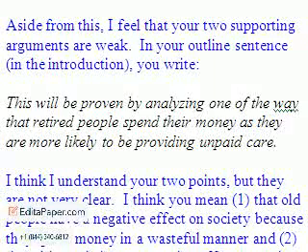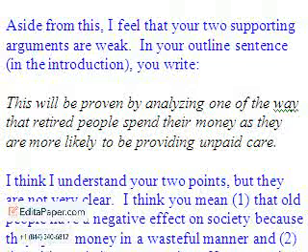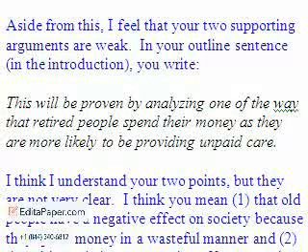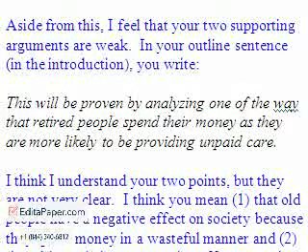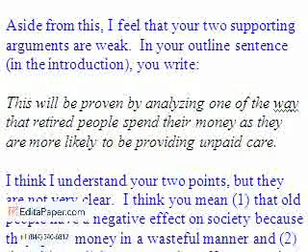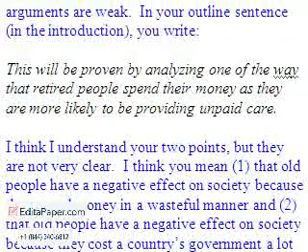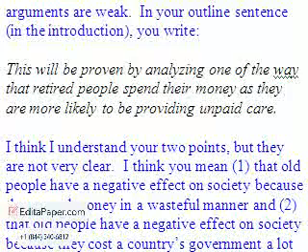Okay, now just reading it again, I'm not sure if you look at this outline sentence, if you can clearly see the two areas that they're going to talk about in the supporting paragraphs. Because when I look at it, I just don't find that it's that clear. I'm just not quite sure what they're talking about. So my comment to them was, I think I understand your 2 points, but they're not very clear.